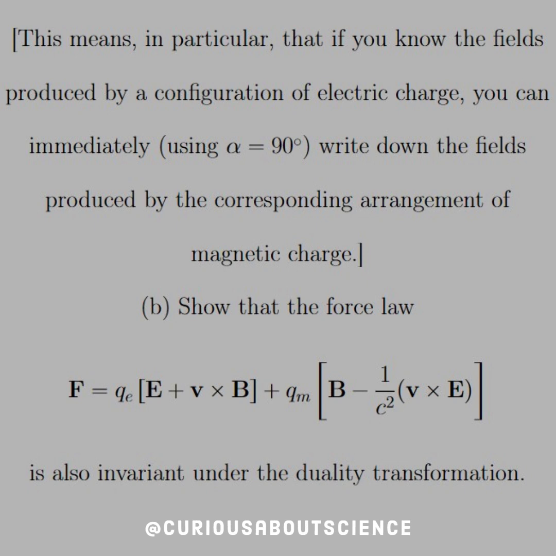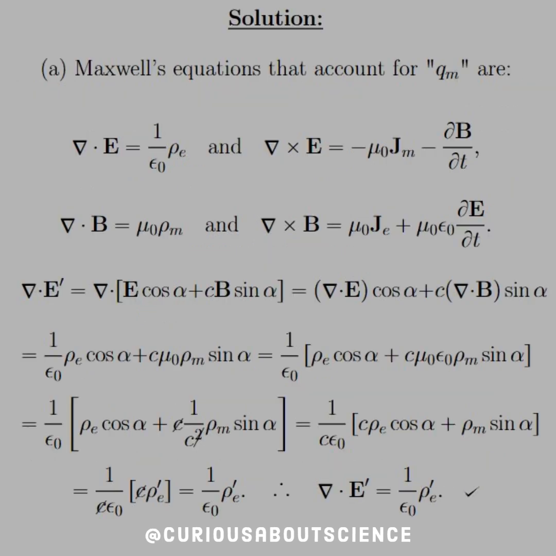Show that the force law, F equals QE times (E plus V cross B) plus QM times (B minus 1 over C squared V cross E), for the magnetic charge, is also invariant under this. All right, so the Maxwell's equations that account for the magnetic charge are given as such. The only things that really change here are the divergence of B goes to mu naught rho m, and the curl of E adds on a Jm term. Now these are symmetric, which honestly looks pretty, and theoretically it makes so much sense why some magnetic charge might exist, but we just have not found it.